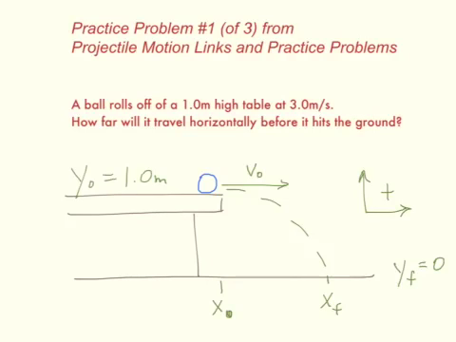So as you can see here, we have a sketch. We've got the initial vertical position labeled 1 meter high, and then the final vertical position 0. The initial horizontal position and final horizontal position are labeled. The initial velocity is drawn, and that's entirely horizontal. And we've also got our sign convention: up and to the right is positive.